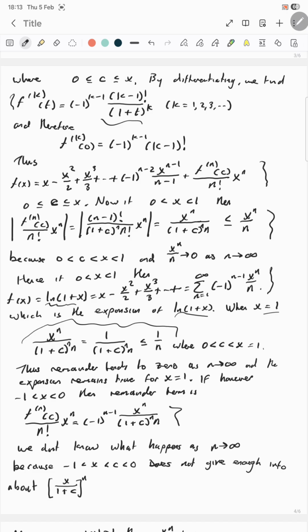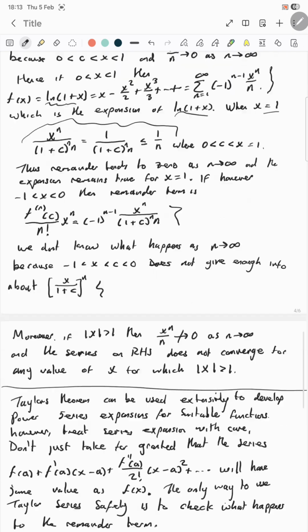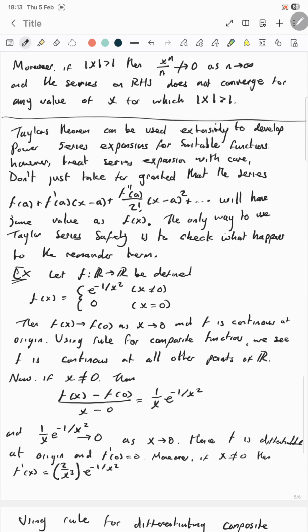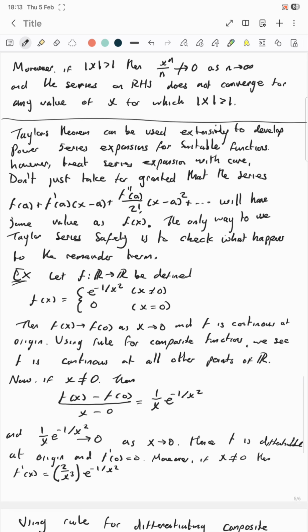We don't know what happens as n goes to infinity, because minus 1 is less than x, and c is greater than x, and 0 is greater than c, which does not give enough information about this term. Moreover, if the magnitude of x is greater than 1, then x to the n over n does not go to 0 as n goes to infinity, and the series on the right hand side does not converge for any value of x for which our magnitude of x is greater than 1.